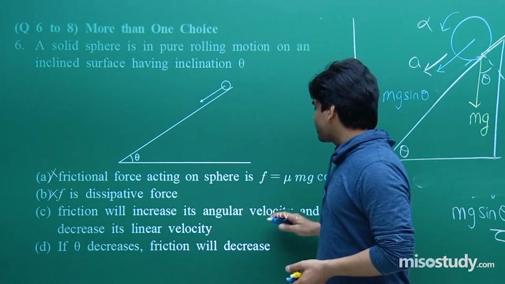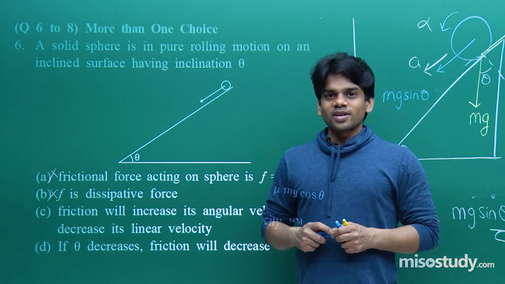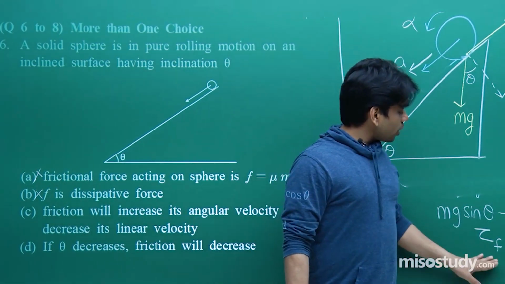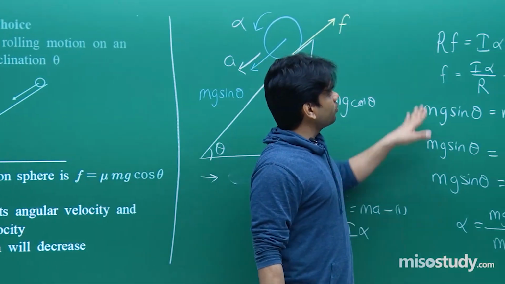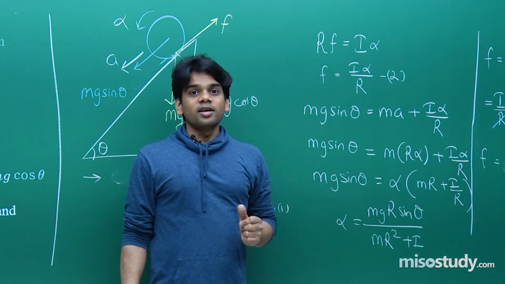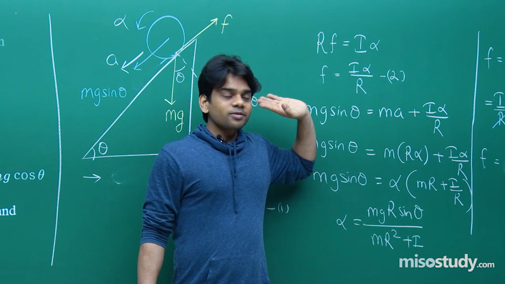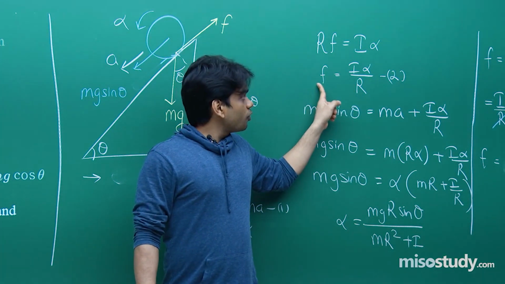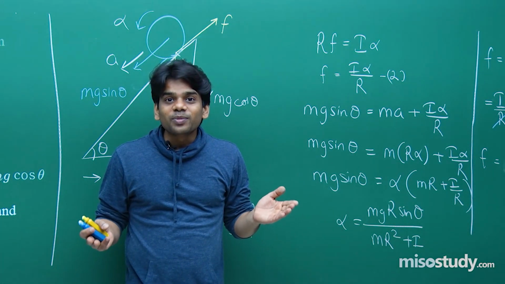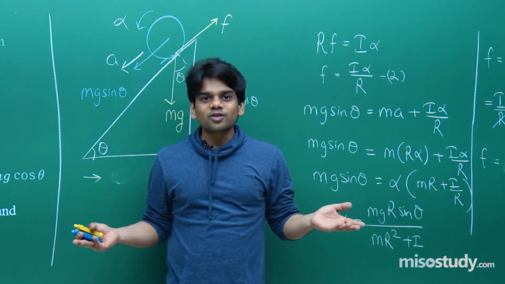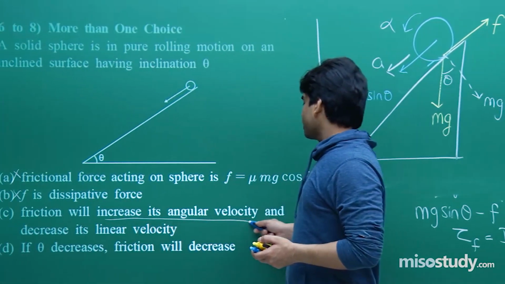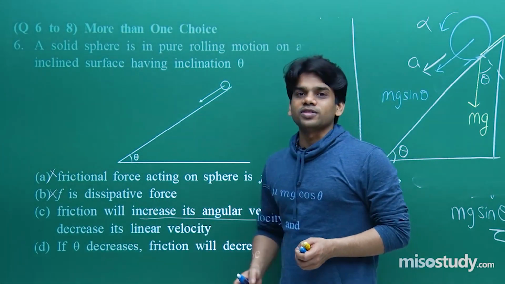C, friction will increase its angular velocity and decrease its linear velocity. Now try to understand, friction force is going to increase its angular velocity. Torque of the friction force equal to I into alpha. We have written this, friction force equal to I into alpha by r. Due to frictional force, angular acceleration is there. I and r will be constant. Due to frictional force, angular acceleration will be there. When there will be angular acceleration, quite obvious, that means angular velocity is going to increase. That is the role of friction. So friction force will increase its angular velocity. Yes, this is correct. And decrease its linear velocity.